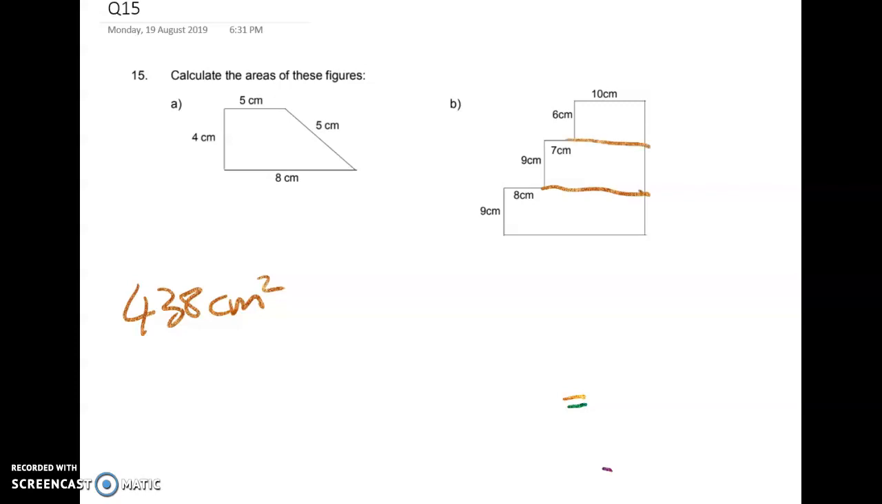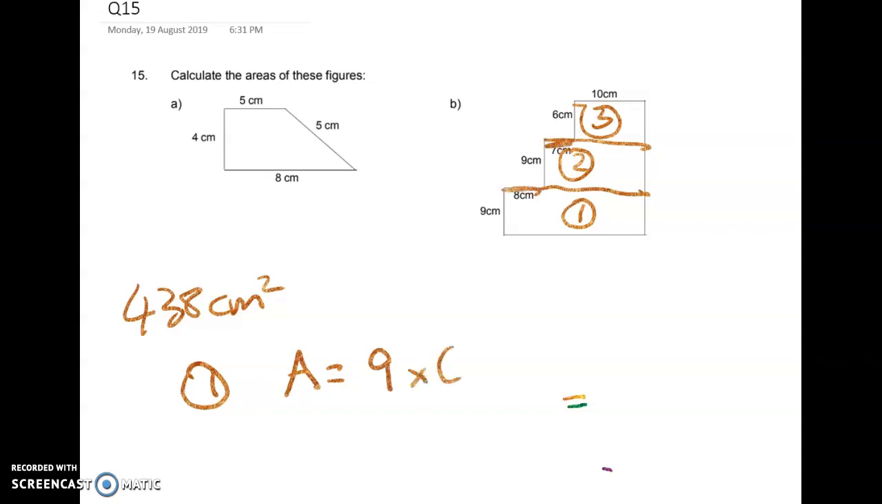I'm going to divide it into 3 rectangles, and I'm going to call them 1, 2, and 3. So area 1 is equal to 9 times, this bit is 8, this bit is 7, and this bit is 10. So 8 plus 7 plus 10, what does that give me? I'm really running out of time now. I have to finish this in the next video.